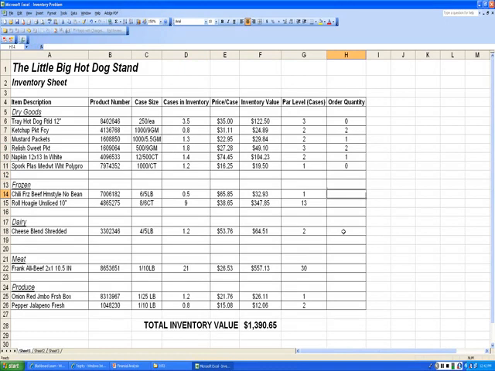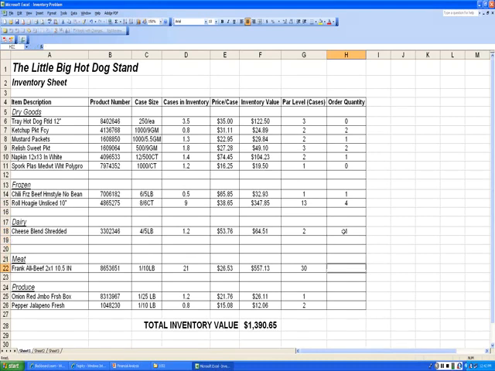The chili, I have a half a case, but my par level is 1, so I'm going to have to order 1. That'll put me up to 1.5. That'll get me above my par level. For the hoagie rolls, I have 9. I need 13, so I'm going to order 4. The cheese, I have 1.2. I need 2, so I'm going to order 1. That'll get me above my par level.